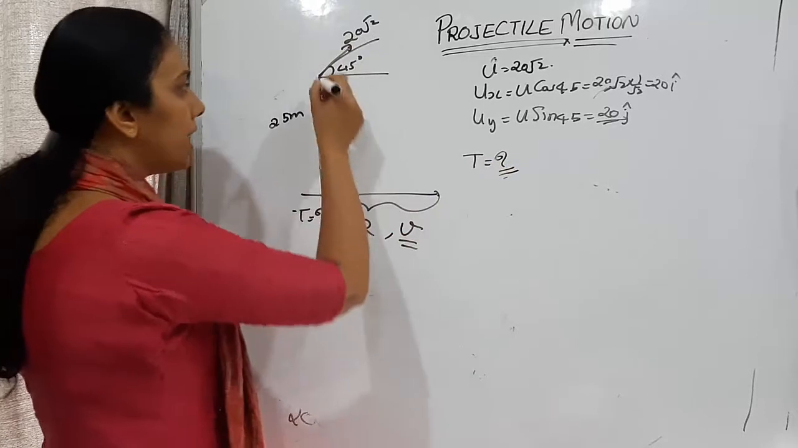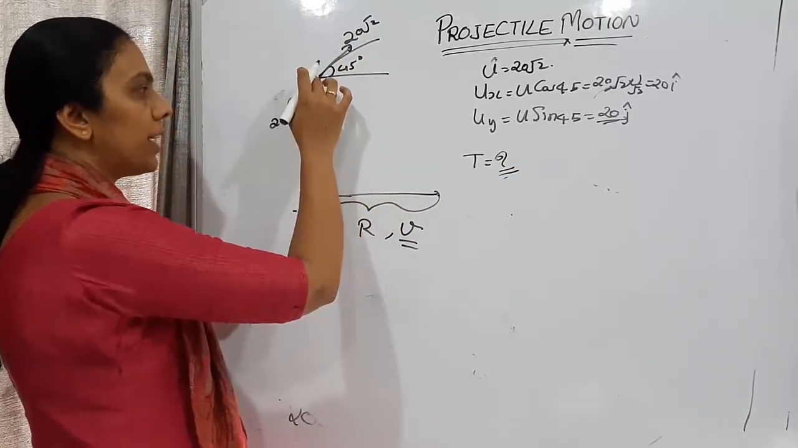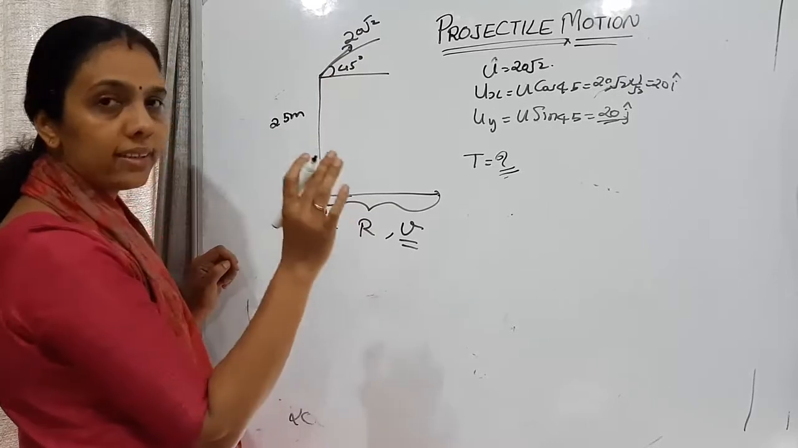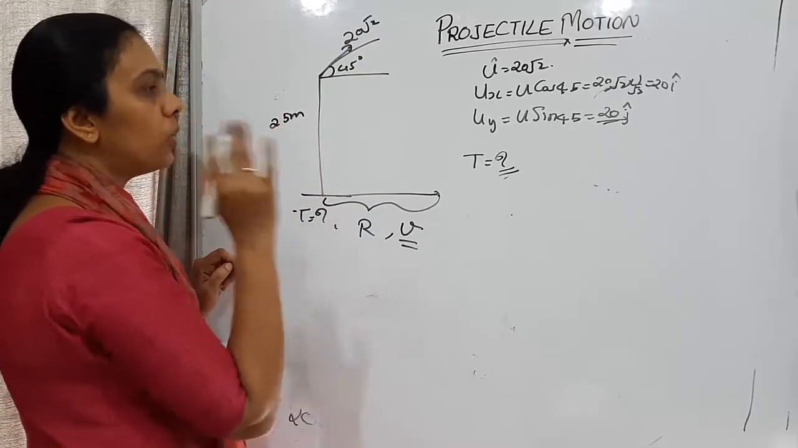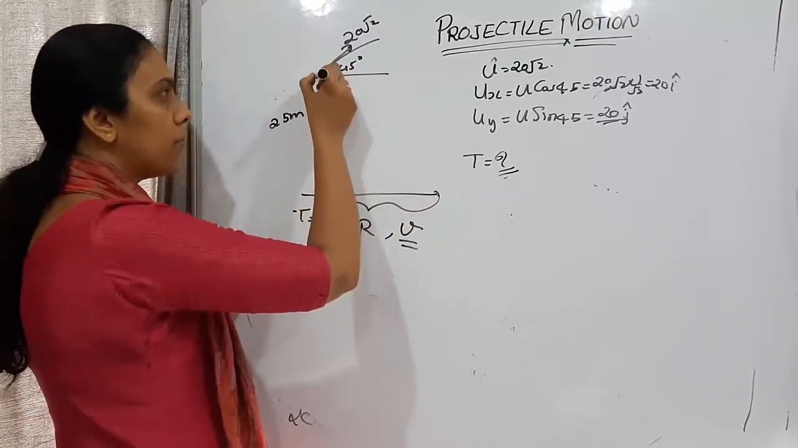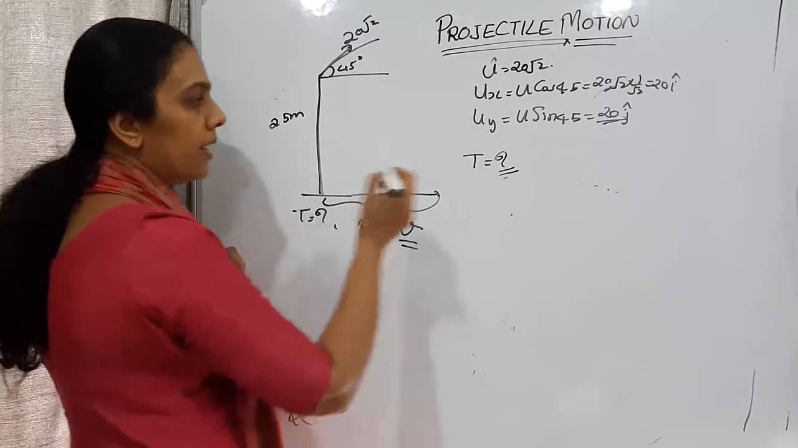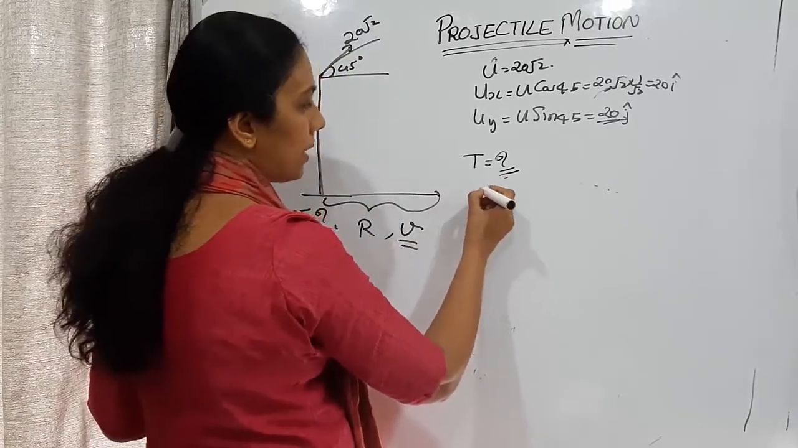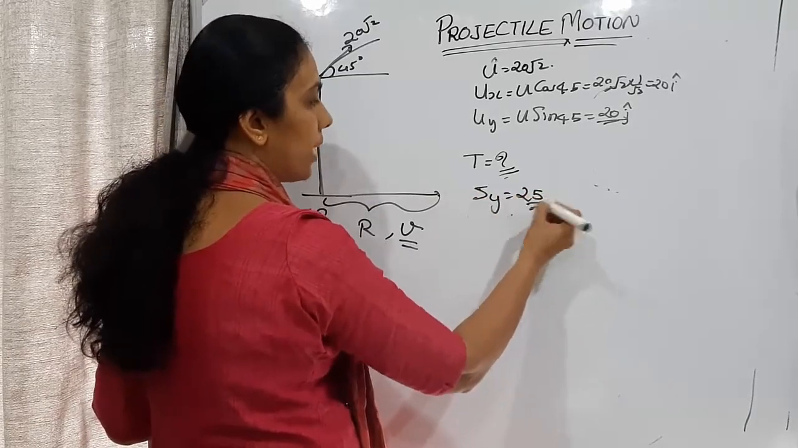To find out, it is moving in the downward direction, right? When it is moving in the downward direction, we need to consider only the downward component, that is the y component alone. So along the y component, here it is moving a distance of 25 meters, right? So this 25 meter S along the y axis will be equal to 25.